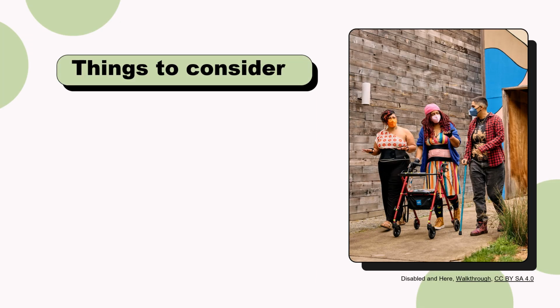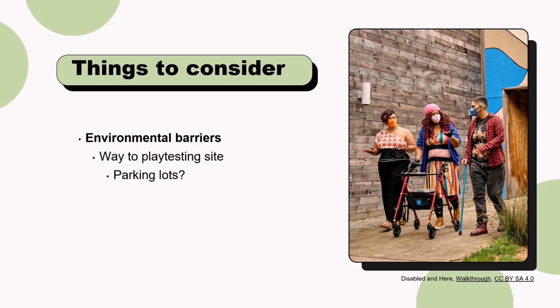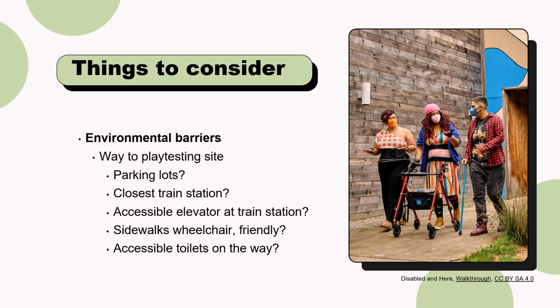Let's start with environmental barriers, because these barriers can prevent people from participating entirely. First, the way to the playtesting site. Is there a parking lot close by? Does the nearest train station have at least one accessible elevator, and is it working properly? Are the sidewalks wheelchair friendly, and are there accessible toilets available on the way? These are all questions you should be able to answer.